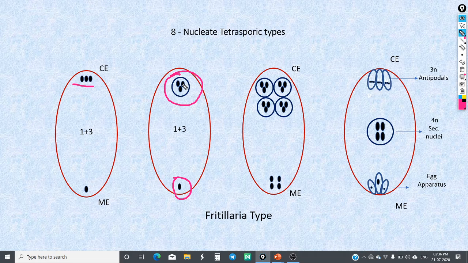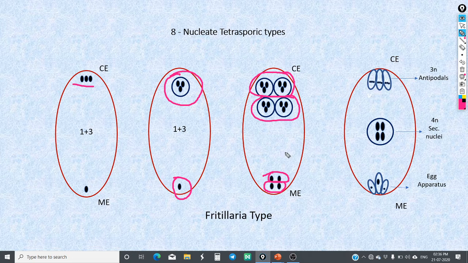So these nuclei which are at the two poles undergo two more mitotic divisions. The haploid nucleus undergoes first mitotic division, resulting in the formation of two nuclei. And these two nuclei again undergo one more mitotic division, resulting in the formation of four nuclei. In the same way, at the chalazal end also, the triploid nucleus undergoes first mitotic division, resulting in the formation of two. And the second mitotic division, resulting in the formation of two more. As a whole, four triploid nuclei present at the chalazal end, in the same way, four haploid nuclei present at the micropylar end.